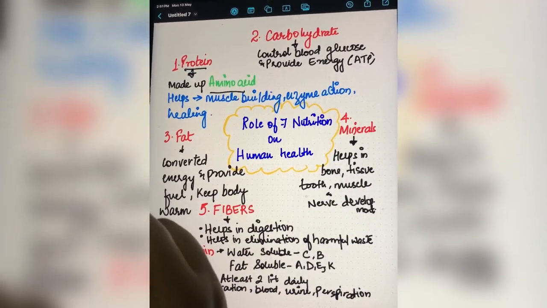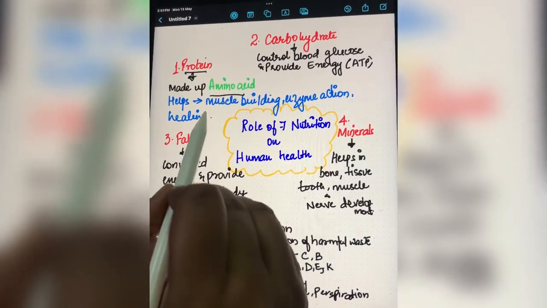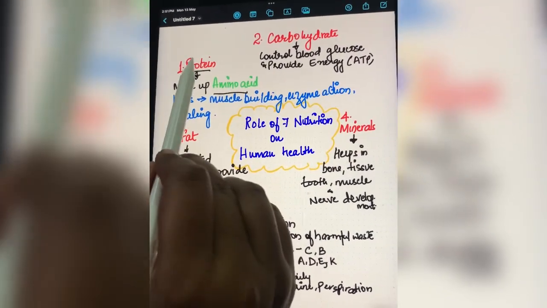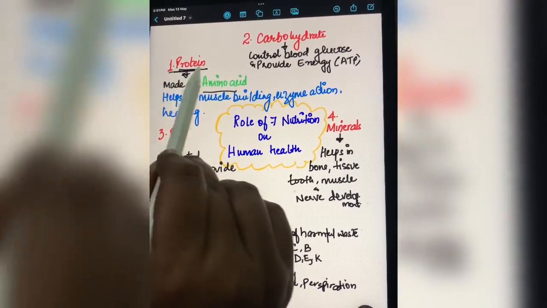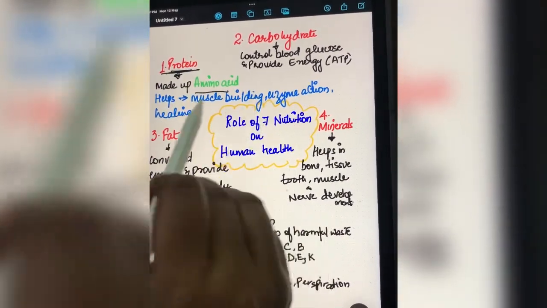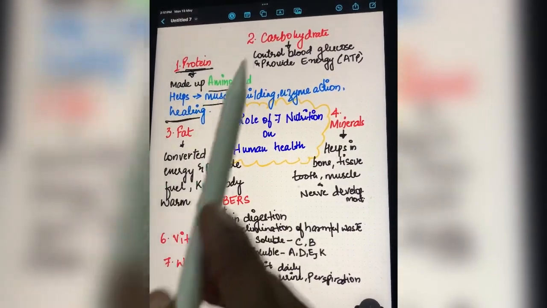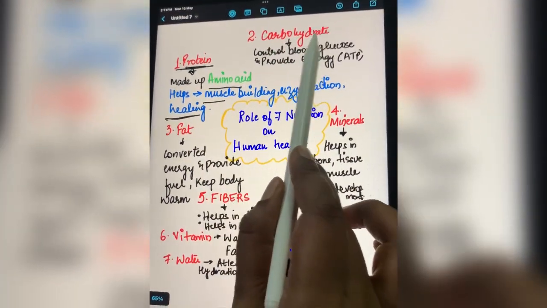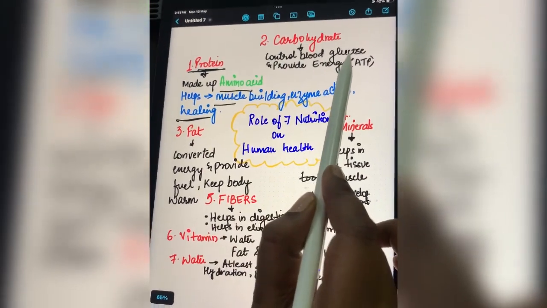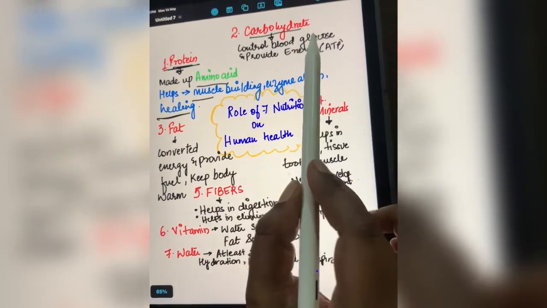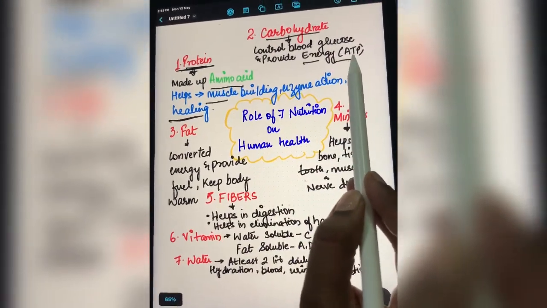Whenever a fracture or any injury occurs, doctors always advise a diet which is rich in protein, because the main function of protein is that it helps in healing, muscle repair and muscle building also. Second, we have carbohydrate. Carbohydrate helps in control of blood glucose level, and the main function of carbohydrate is to provide energy in the form of ATP.